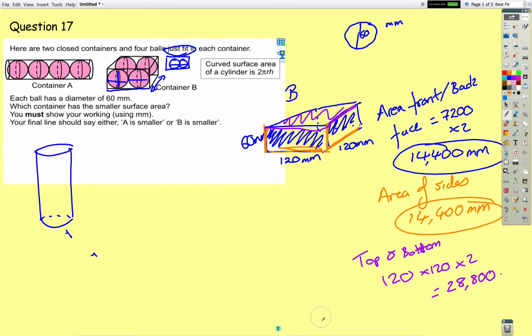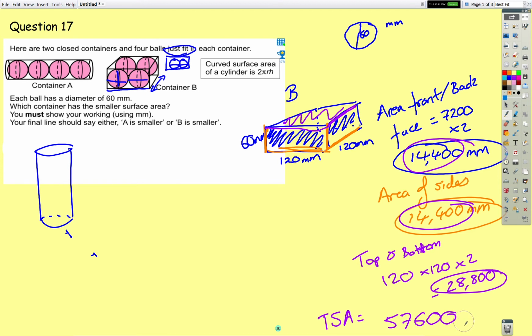That gives me in total 28,800. Now the total surface area, the TSA I call it, is this one, add that one, add that one. So we've got 28,800 plus 14,400 plus 14,400. And that gives me a total of 57,600. And because it's an area, it's millimeters squared. Right. Now, that one there is the easy one of the two. This next one here, the cylinder, is not so pretty. Now think of it like this one.